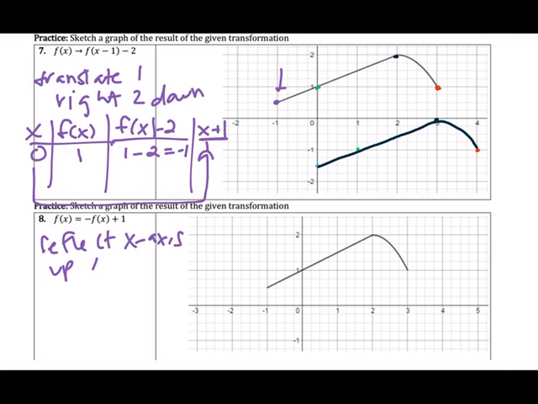All right, go ahead, whether you need to use the table or you want to do it without the table, go ahead and work through number 8 on your own.